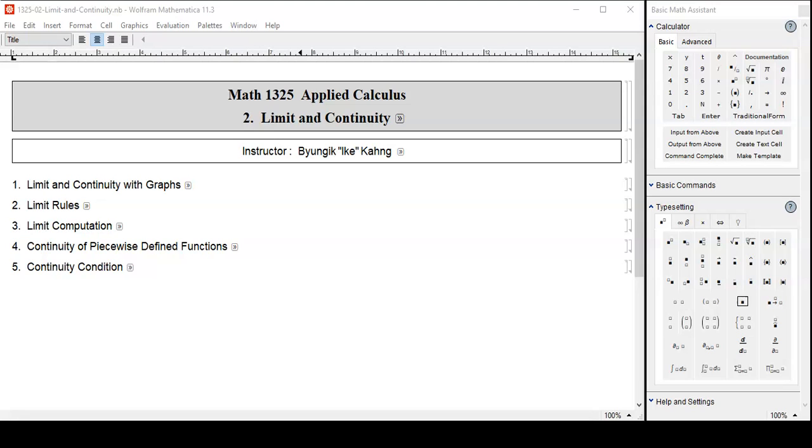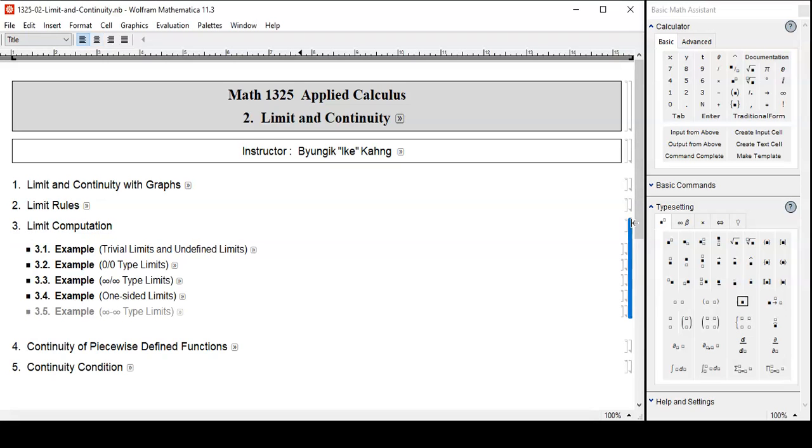Hello students, welcome back. We are done with section 2, limit rules. Now let's go to section 3, limit computation.